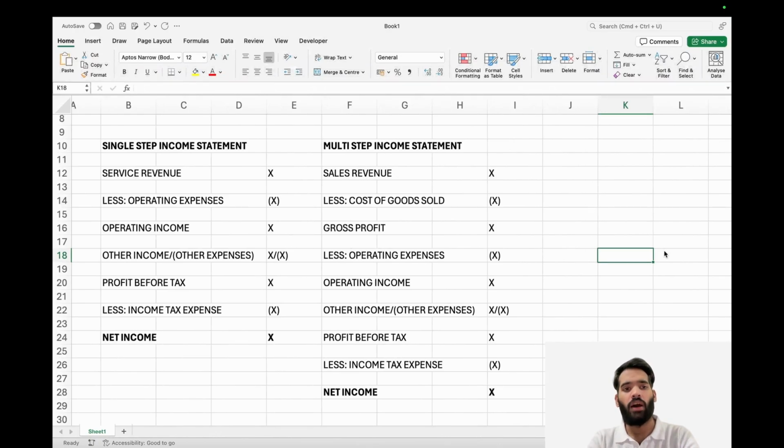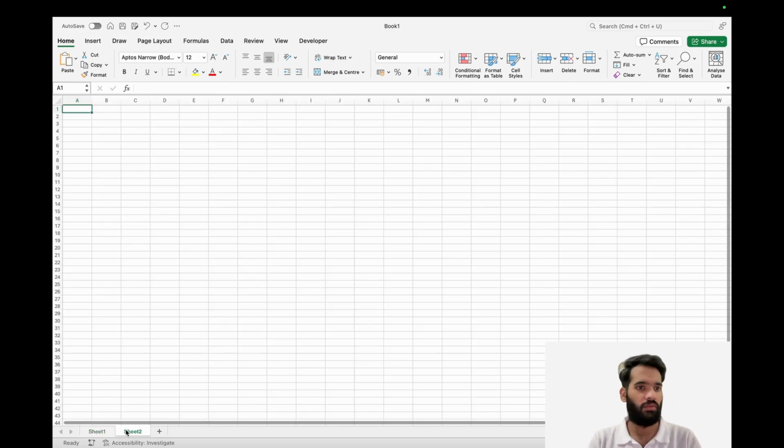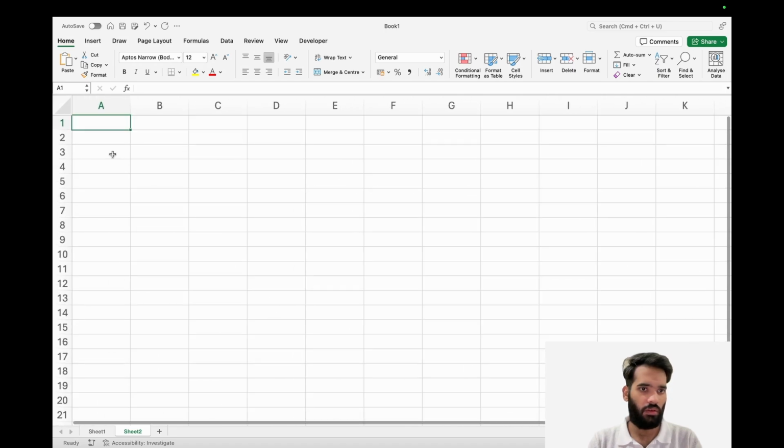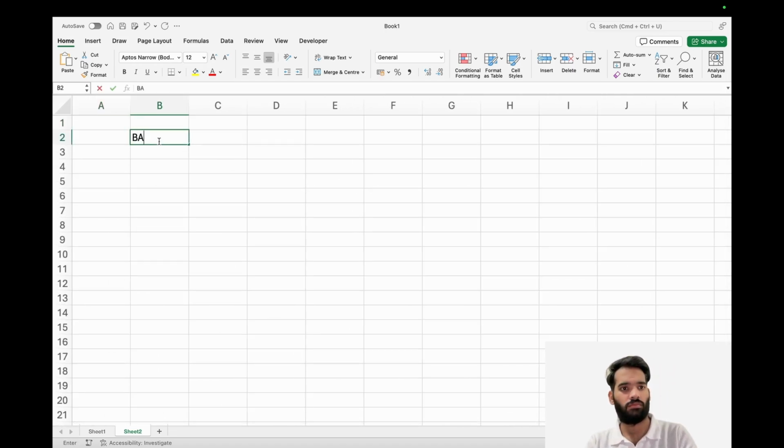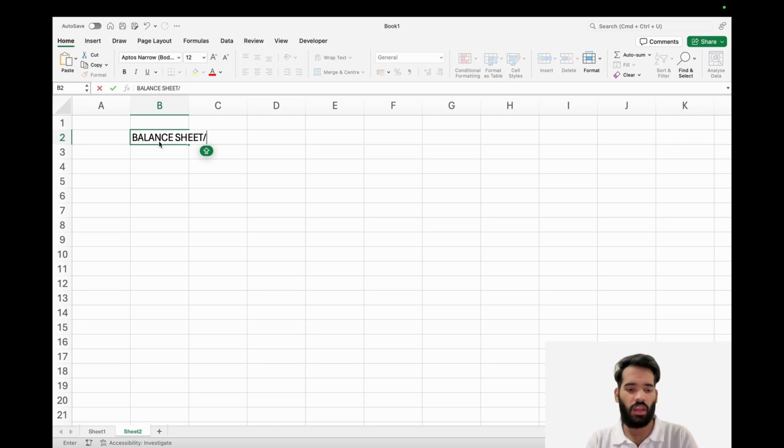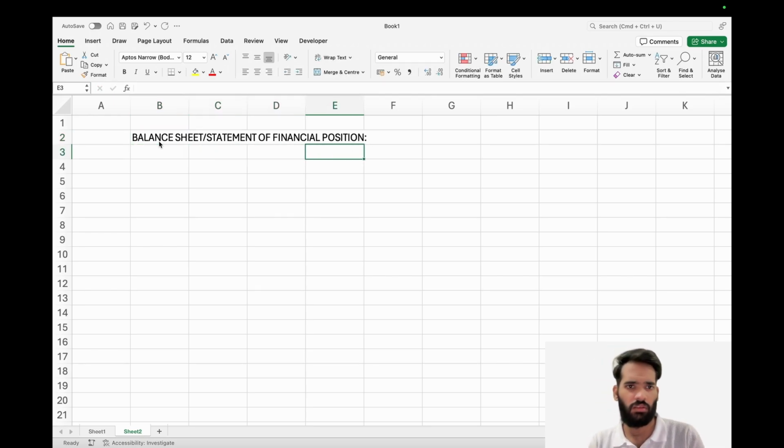Okay, so now that we have talked about the income statement, let's talk about the second financial statement, which is called the balance sheet. The balance sheet is also referred to as a statement of financial position, just in case you did not know the word balance sheet, which I don't think is the case, but just in case.